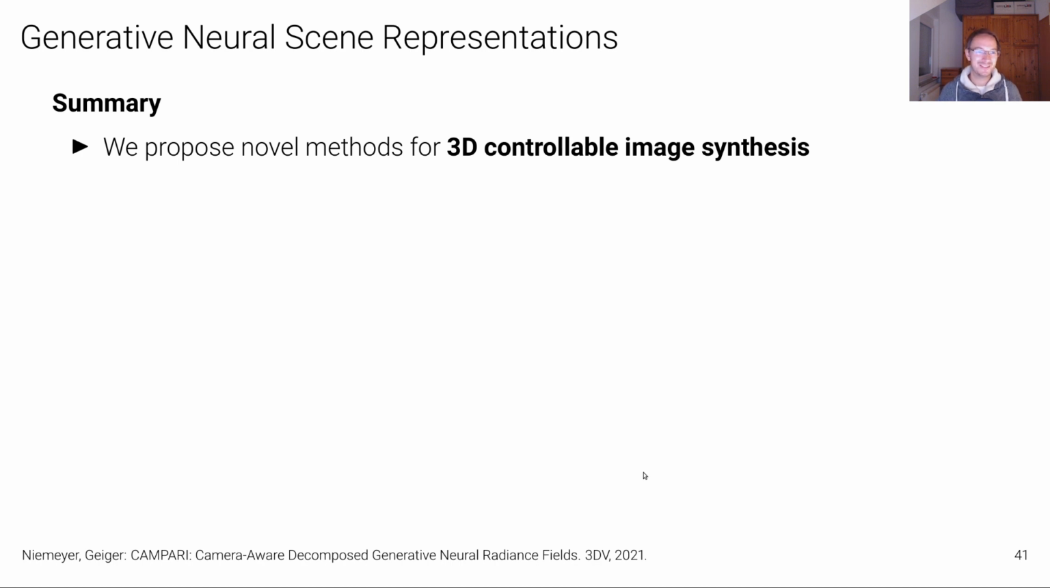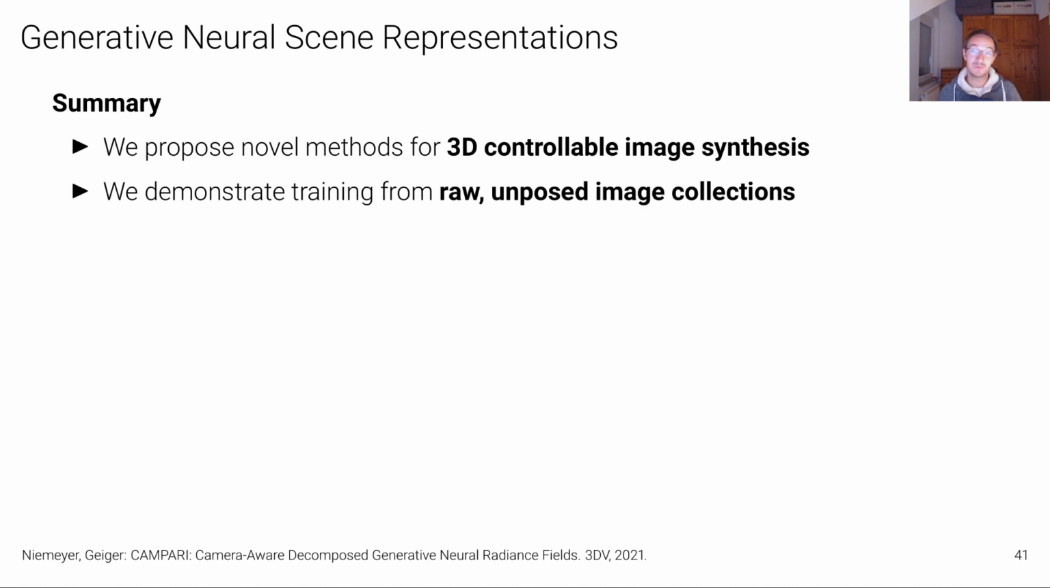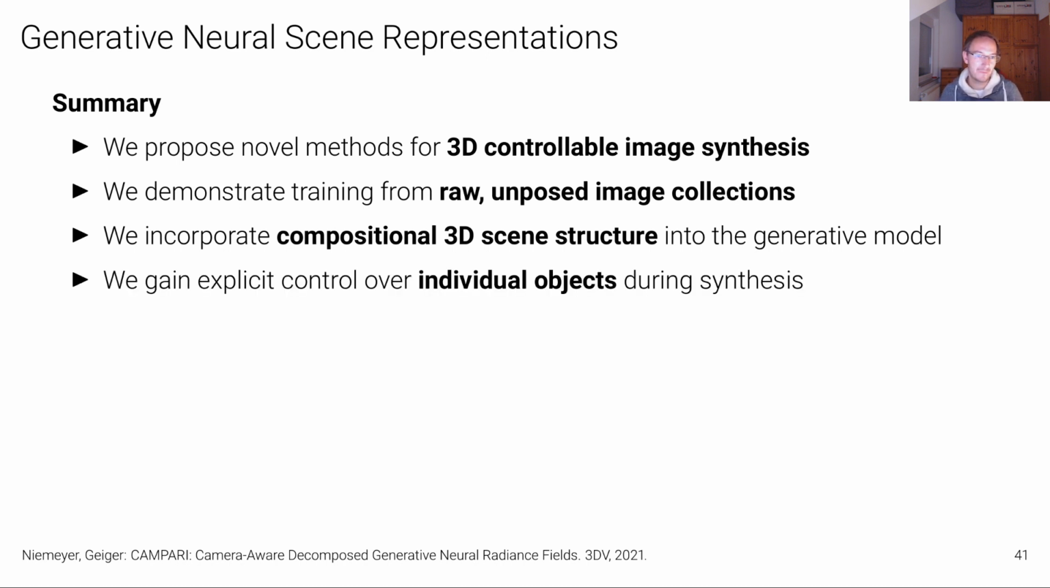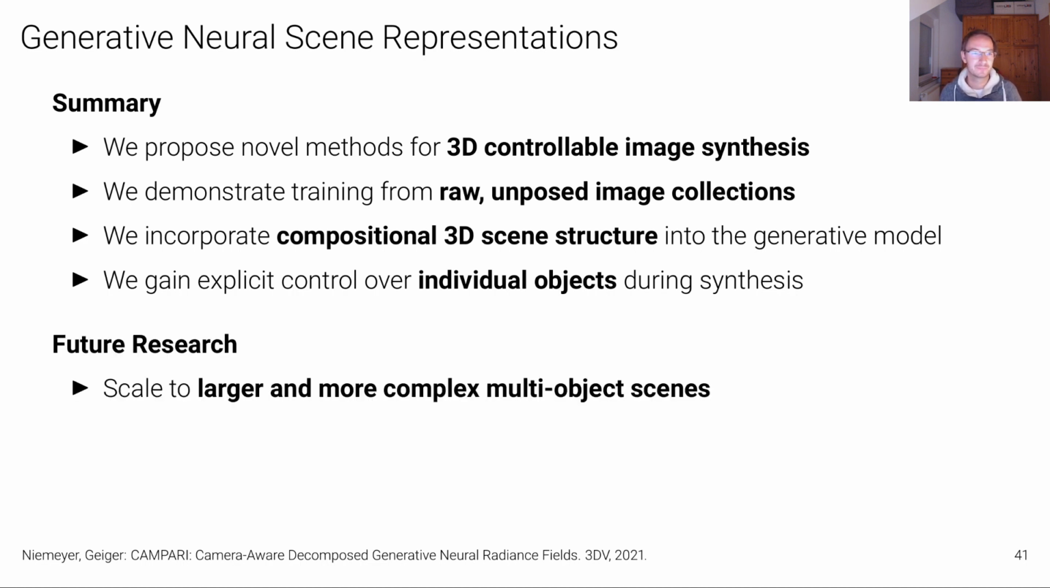That's all for today. In summary, we propose novel methods for 3D controllable image synthesis. We've demonstrated training from raw, unposed image collections. We incorporated compositional 3D scene structure into the generative model, and we gain explicit control over individual objects during synthesis.